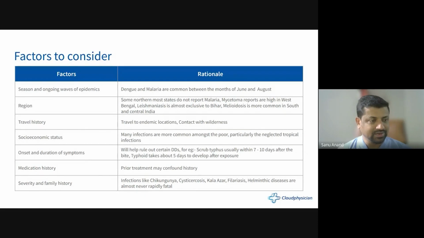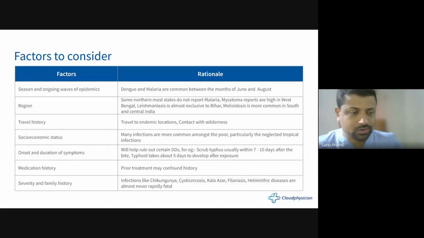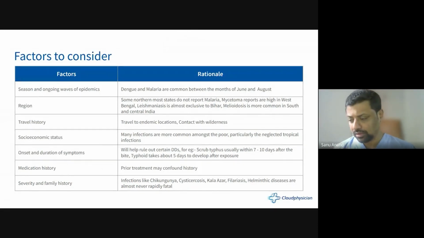Some factors that we need to consider: we live in a tropical country, so pretty much most of the infections which do come to our ICUs are tropical infections. Now, seasons and ongoing waves of epidemics are very important to consider, because during the COVID season, almost all ARDS cases were considered as COVID, and we do miss some cases here and there, but you're going to be right 9 out of 10 times.